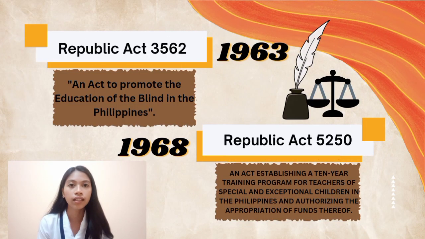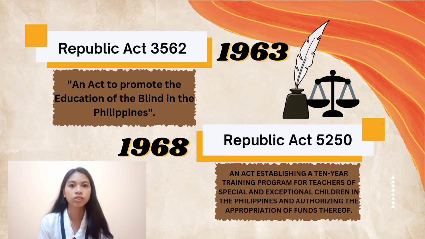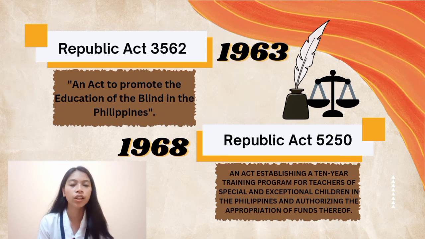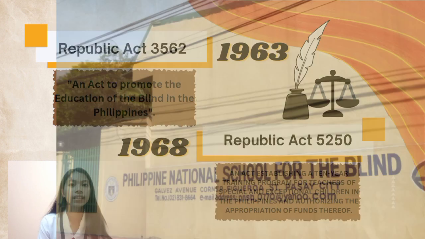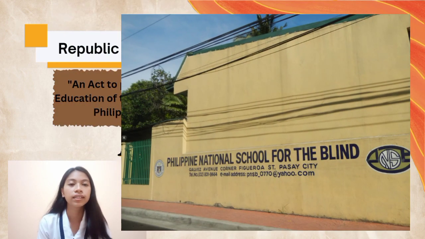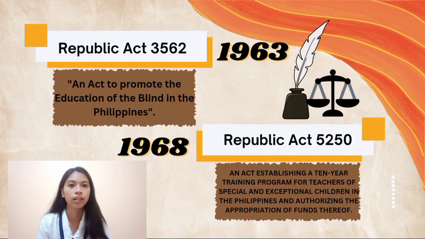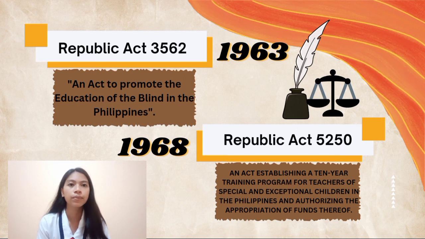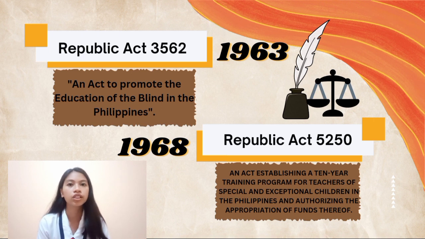So in 1963, Republic Act number 3562 was launched. It is an act to promote the education of the blind in the Philippines. Highlighting Section 2 of this Republic Act, upon the establishment of the Philippine National School for the Blind, the School for the Deaf and the Blind in Pasay City shall cease to give instruction to the blind, and all its blind students, its equipment and facilities being used in the instruction of the blind, and members of the faculty teaching the blind shall be transferred to the Philippine National School for the Blind.